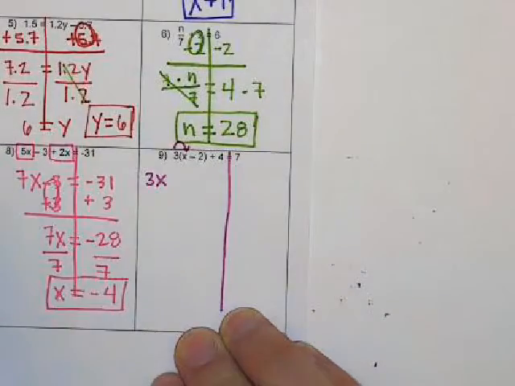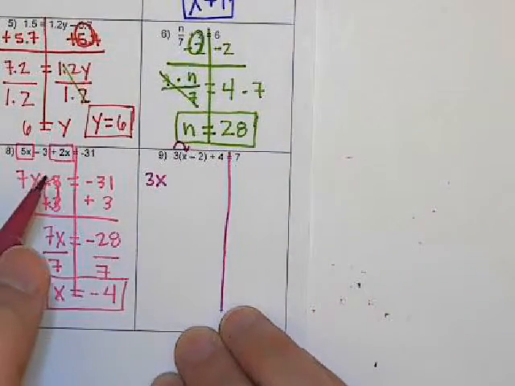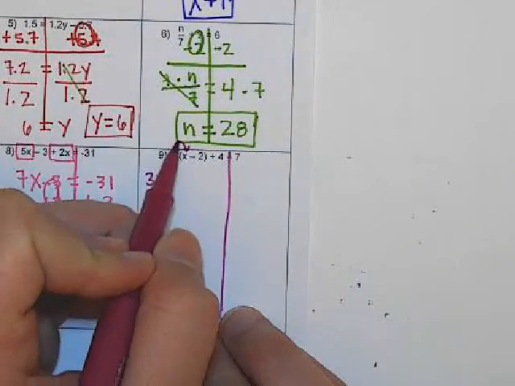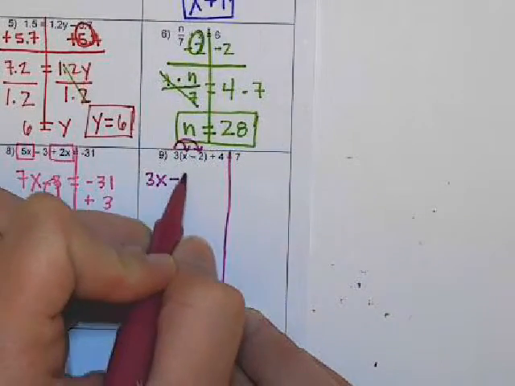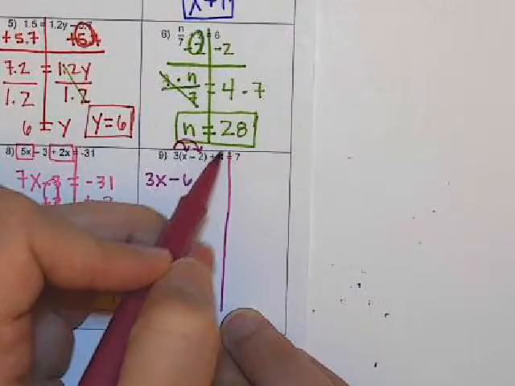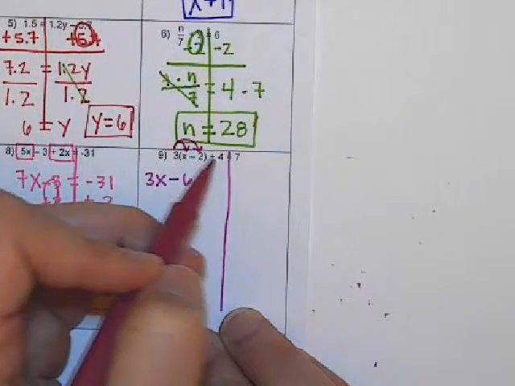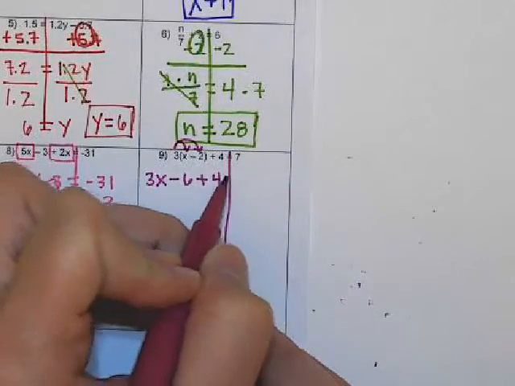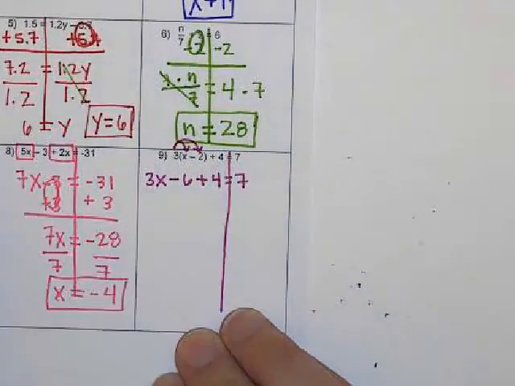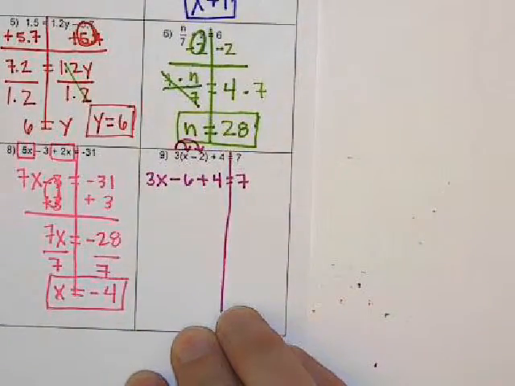Make sure you're writing nice and neat. Then I take the 3 and I multiply it to the negative 2. What's 3 times negative 2? Negative 6. What do I do with this plus 4? You combine it with negative 6. I'm going to bring it down first. Bring everything else down. Because I used the parentheses, now I bring everything else down.